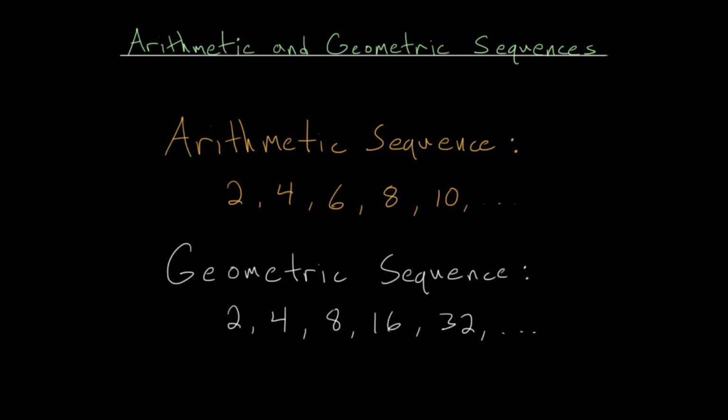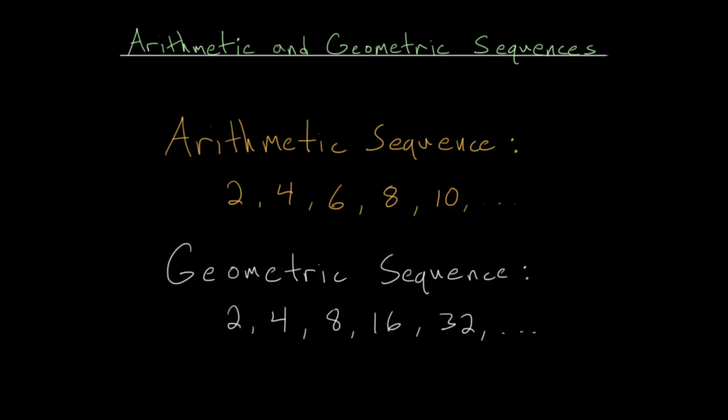In this video, I'd like to introduce the concepts of arithmetic and geometric sequences. So you can see a couple examples here of different types of sequences. And a sequence is essentially a set of numbers where there's a pattern to it. So for instance, with the arithmetic sequence, it goes 2, 4, 6, 8, 10. The next one would be 12, then 14, and so on.